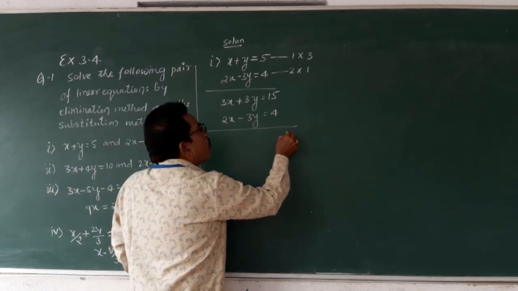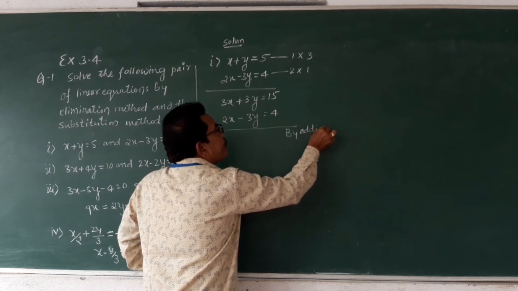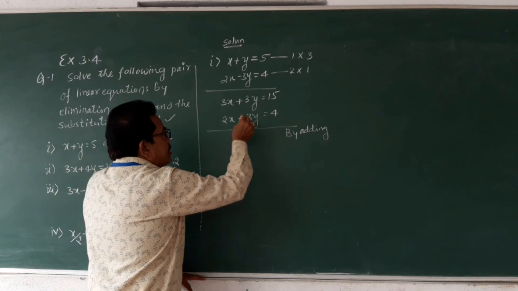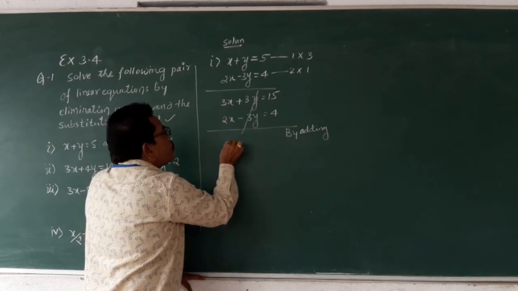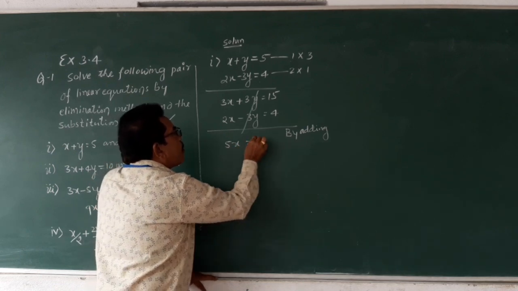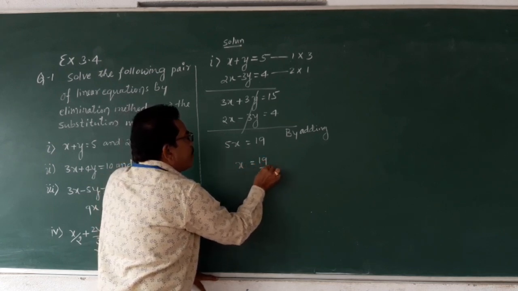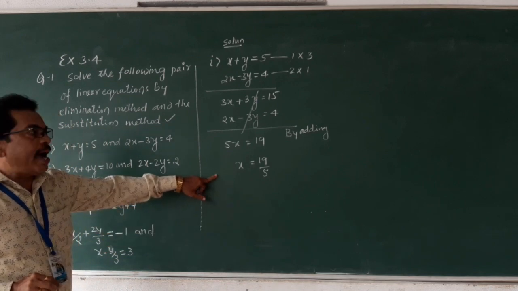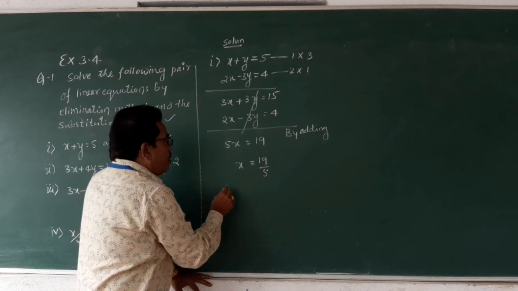So what we have to do? We have to add. What happens by adding? Plus 3y minus 3y gets cancelled. That is 3 plus 2, 5x equals to 15 plus 4, 19. That is x equals to 19 by 5. What is the value of x? 19 by 5.